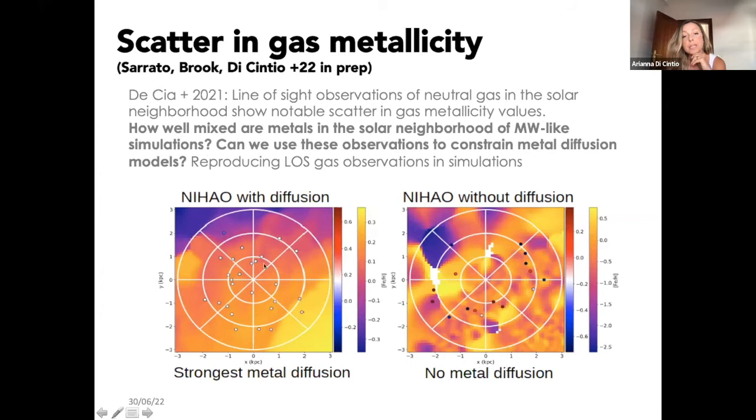So it turns out that in order to reproduce the Desia et al. scatter, we need something in between. We need to tune a little bit, possibly, our diffusion coefficient, to get results similar to the observed one.